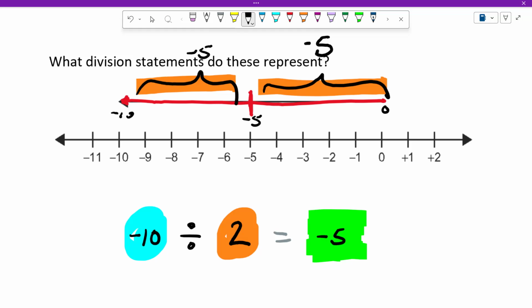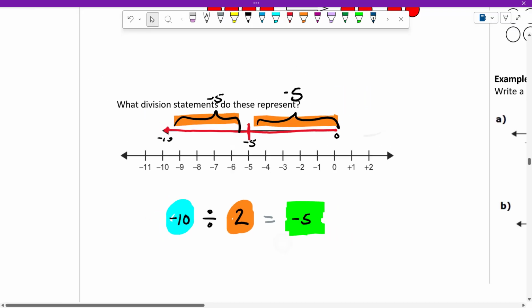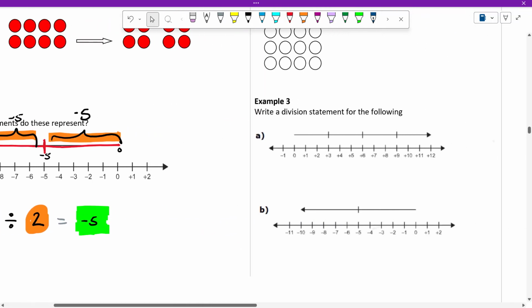So that's how we're going to draw our division statements for number lines. I thought I'd give you one question like that on the quiz just to practice with it, because it's one of the things you're forced to do. We're not going to do too many of these kinds of things. So let's practice it over here.